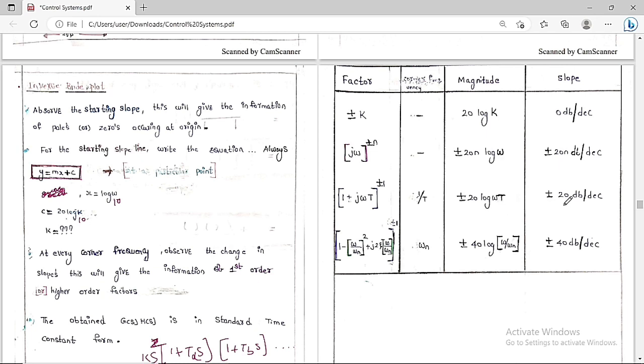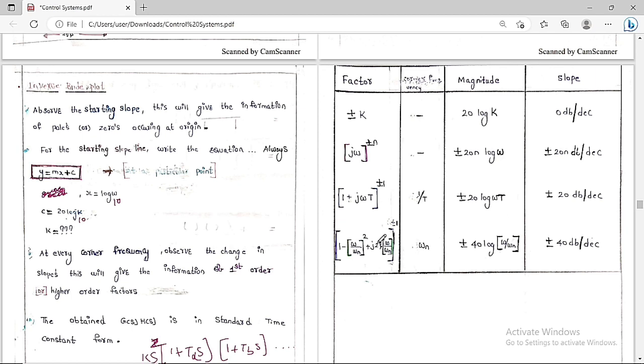Then what is the slope? Slope is nothing but plus or minus 20 decibels per decade. And for, as I've already told you, s square by omega n square plus 2 zeta s by omega n plus 1 to the power of plus or minus 1.